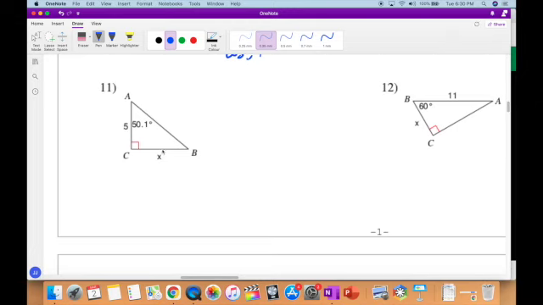Over here we have 51 degrees. We're dealing with adjacent and opposite, so we're talking about tan again. So the tan of 50.1 degrees is equal to opposite, which is x, over adjacent. So therefore x is equal to 5 tan of 50.1. X is equal to what?